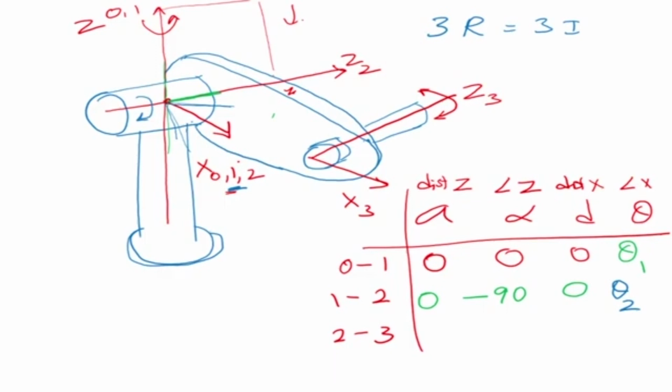What about the third one? The third axis is here, and z2 is here.